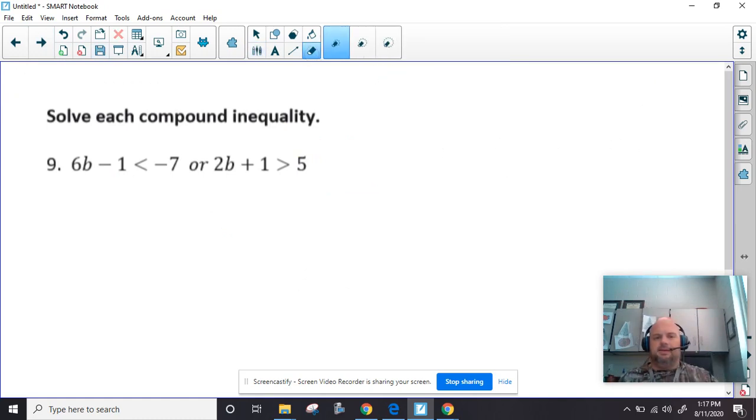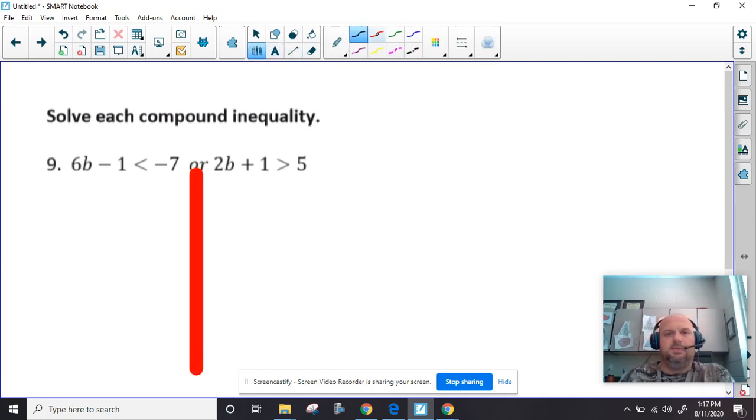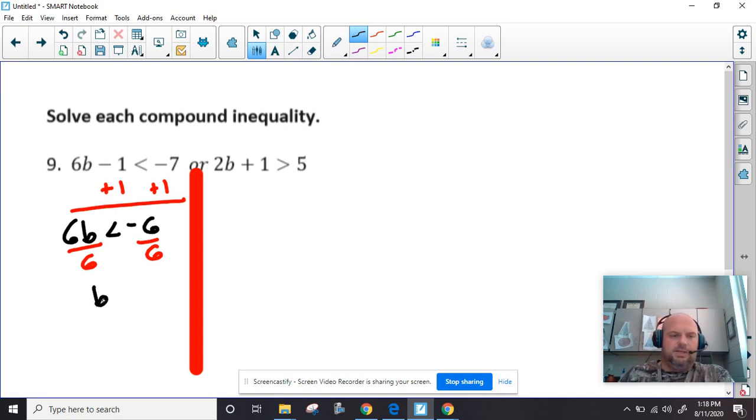Now, compound. If it's an or, basically these are two separate problems, and we're going to treat them as such. So I'm going to look at this over here. Add 1, 6b is less than -6. We're going to divide by 6. Now, there is a rule with inequalities that says if you multiply or divide by a negative number, you have to flip the inequality sign.